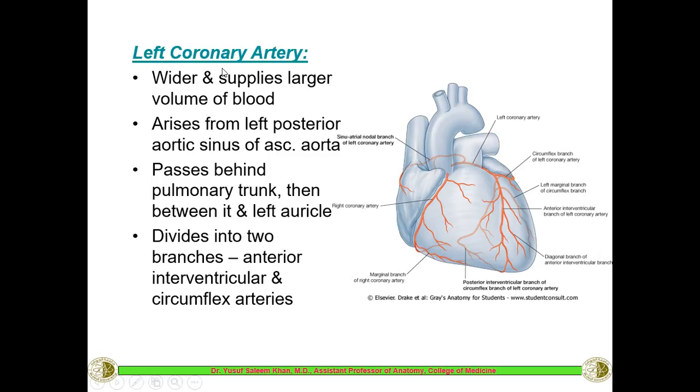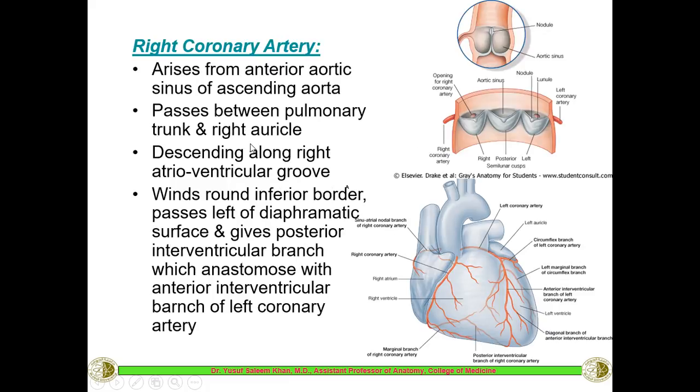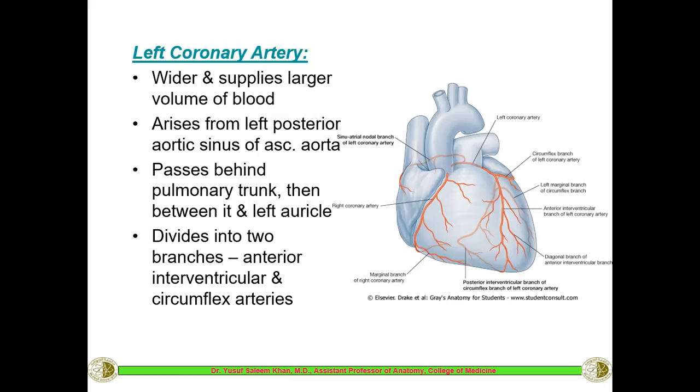The left coronary artery is much wider compared to the right artery. It is a much larger artery and supplies a larger volume of blood, because it is wider, so it will give out a larger amount of blood. It arises from the left posterior aortic sinus of the ascending aorta. We have seen this.